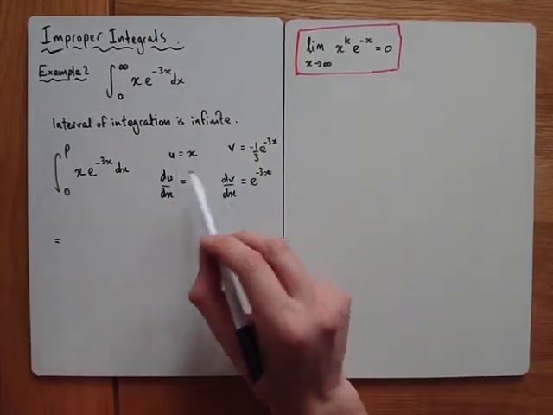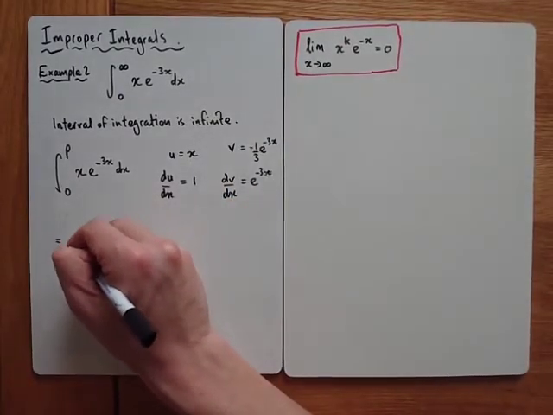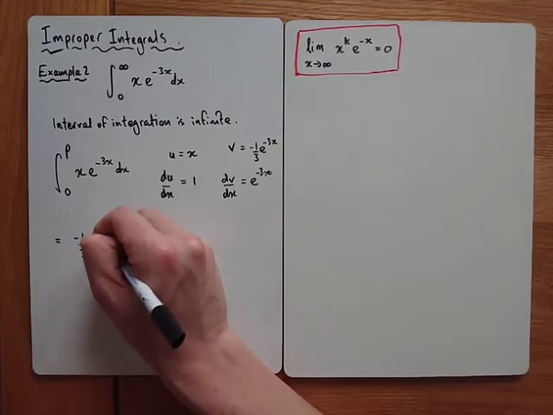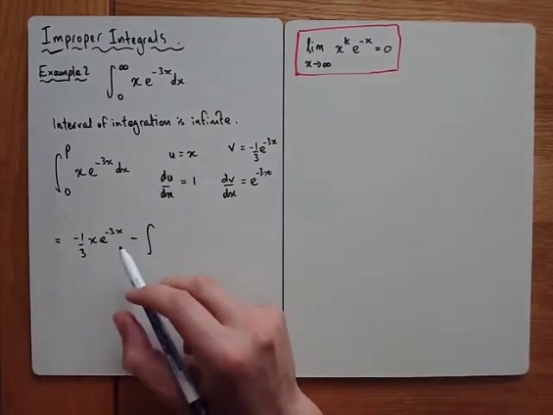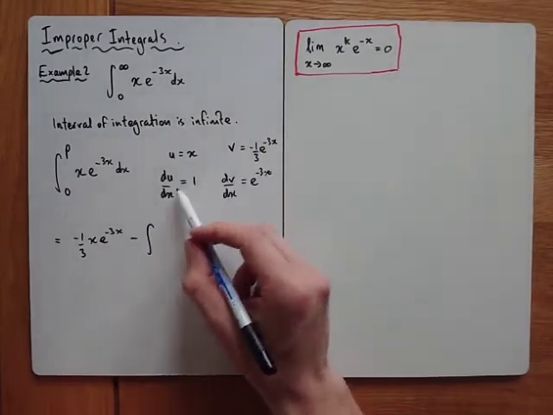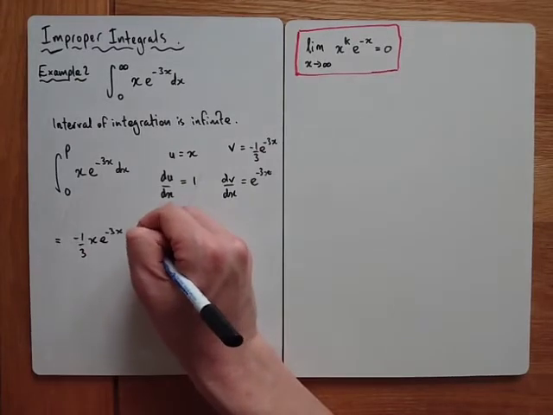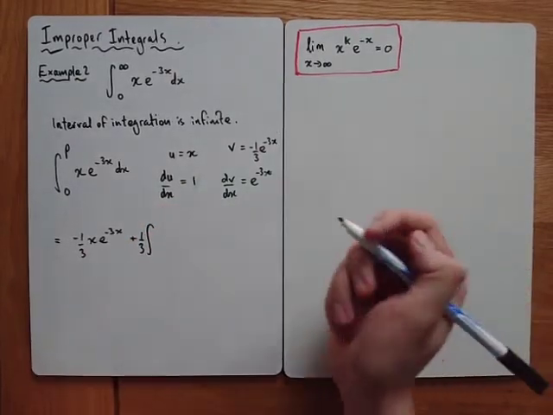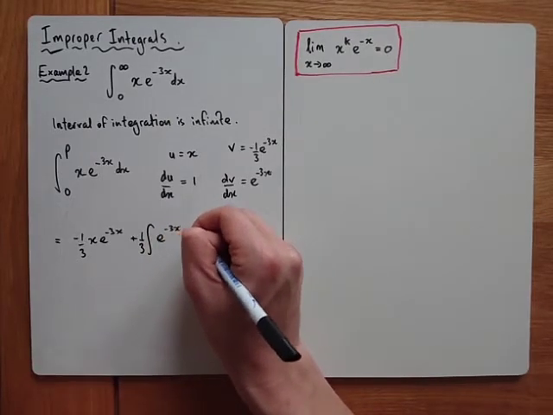So the parts formula, you do get it in the booklet if you can't remember it, but it's u times by v, so it would be minus a third x e to the minus 3x, minus, inside the integral are the two new things, so v times by du, which would be minus a third times by 1. I'm going to take that outside, because plus 1/3 e to the minus 3x dx.